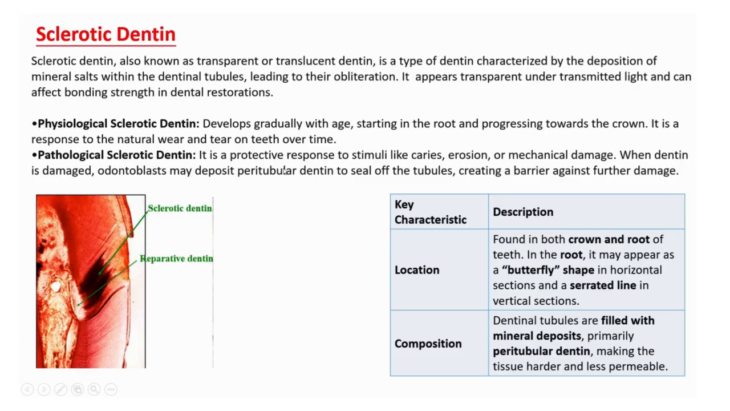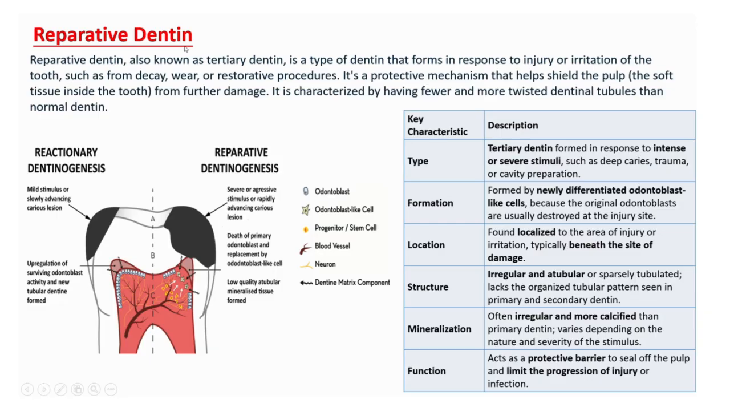Pathological sclerotic dentin is a protective response to stimuli like caries, erosion or mechanical damage. When dentin is damaged, the odontoblast may deposit peritubular dentin to seal off the tubules. So over here, this is your sclerotic dentin. Next is reparative dentin. It is also known as tertiary dentin.